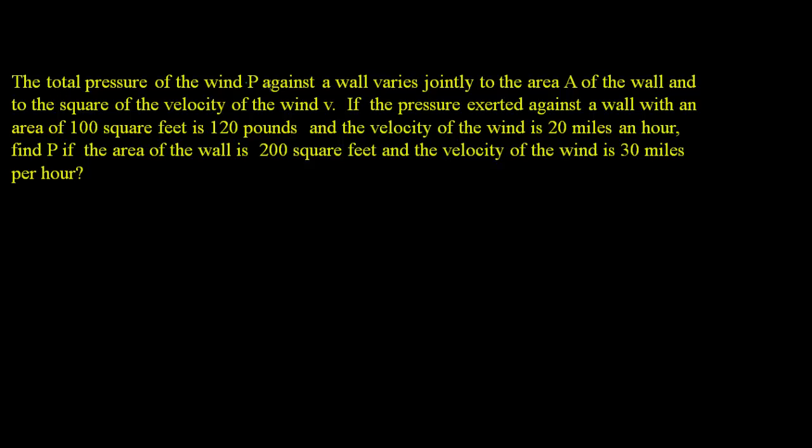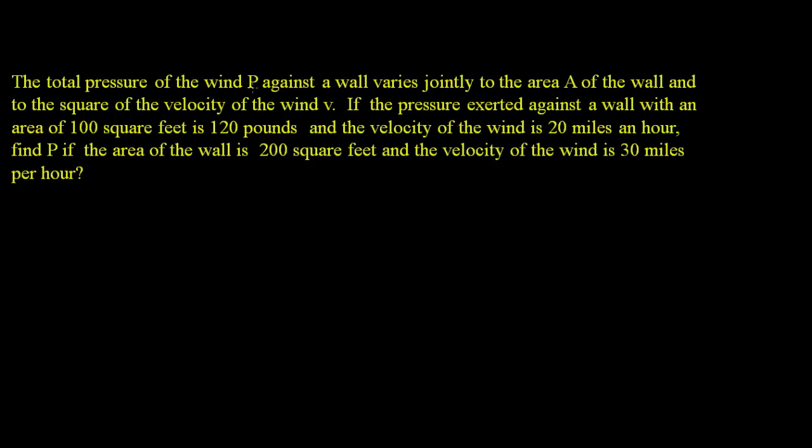For this example, we're going to see jointly varying quantities. It says the total pressure of the wind P against a wall varies jointly to the area of the wall and to the square of the velocity of the wind V. So I can go ahead and write an equation.